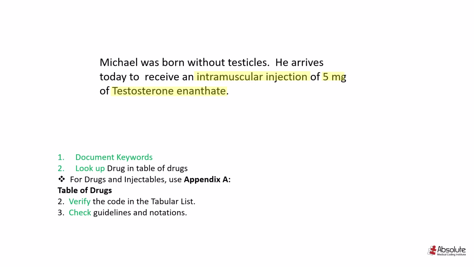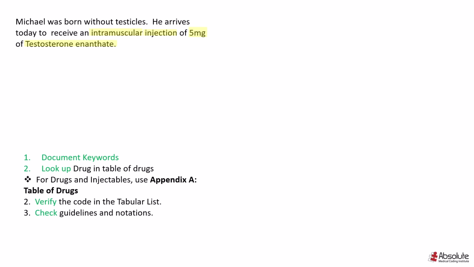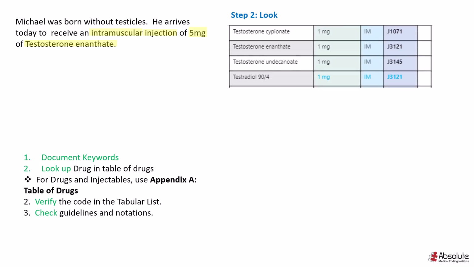All right, coders. Now let's go ahead and look up our code. Step 2, let's go straight to the table of drugs, and we're going to look up testosterone ethanoate. And here it is: 1 milligram, intramuscular, J3121.